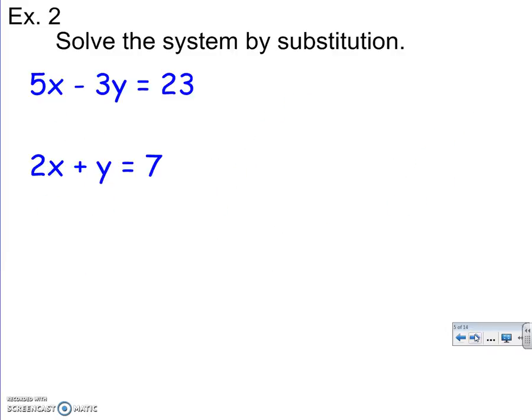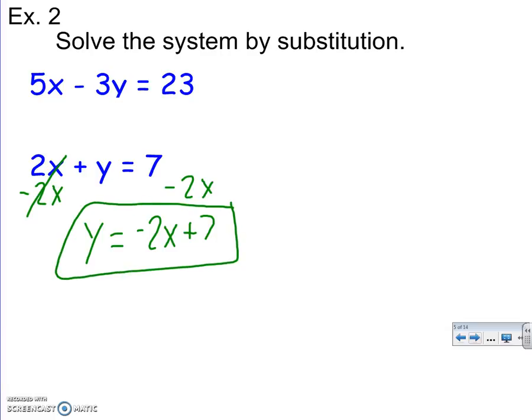Second, substitution. If you see a letter by itself, for example, you have a single y right here, I'm going to try to solve for it. So to get that y by itself, I'm going to subtract 2x from both sides. So I get y equals -2x plus 7. Alright, that's going to be my equation.